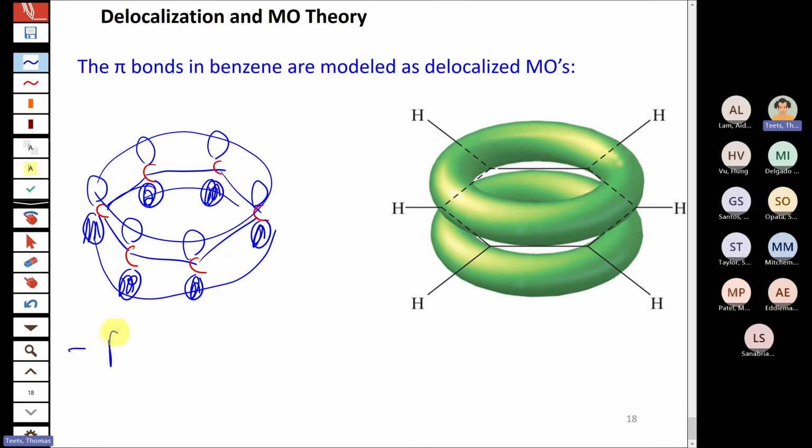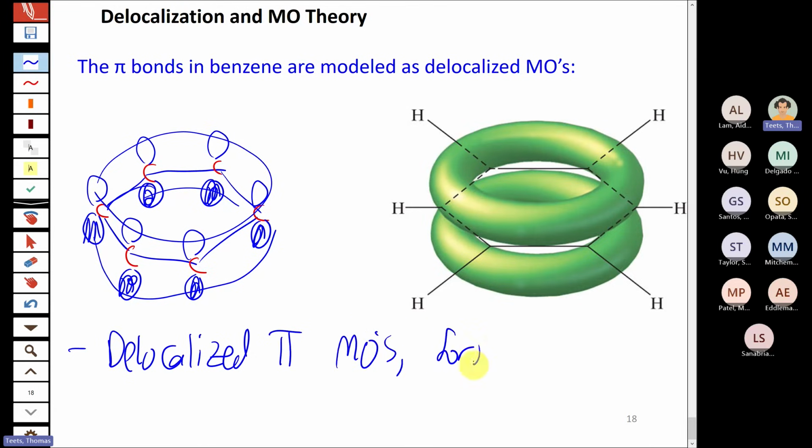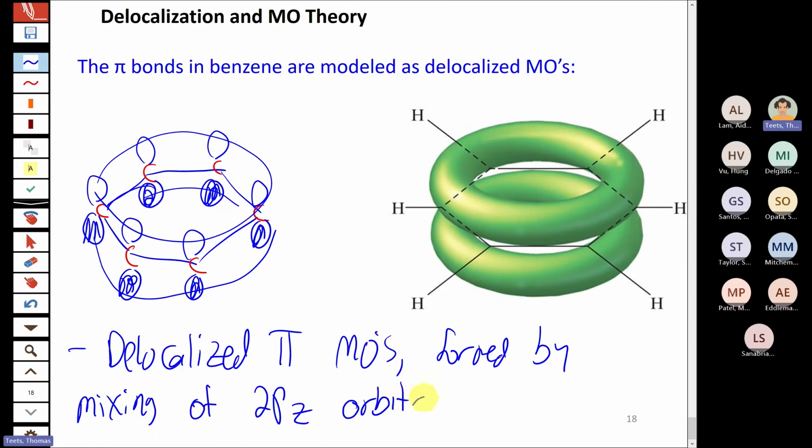So, just to summarize that verbally, you're going to have delocalized pi molecular orbitals, which are going to be formed by mixing or overlap, if you like that word better, of the unhybridized 2pz atomic orbitals. Those are the ones that are left unhybridized in each carbon's sp2 hybridized set, and those are going to be available for that pi bonding above and below the ring.